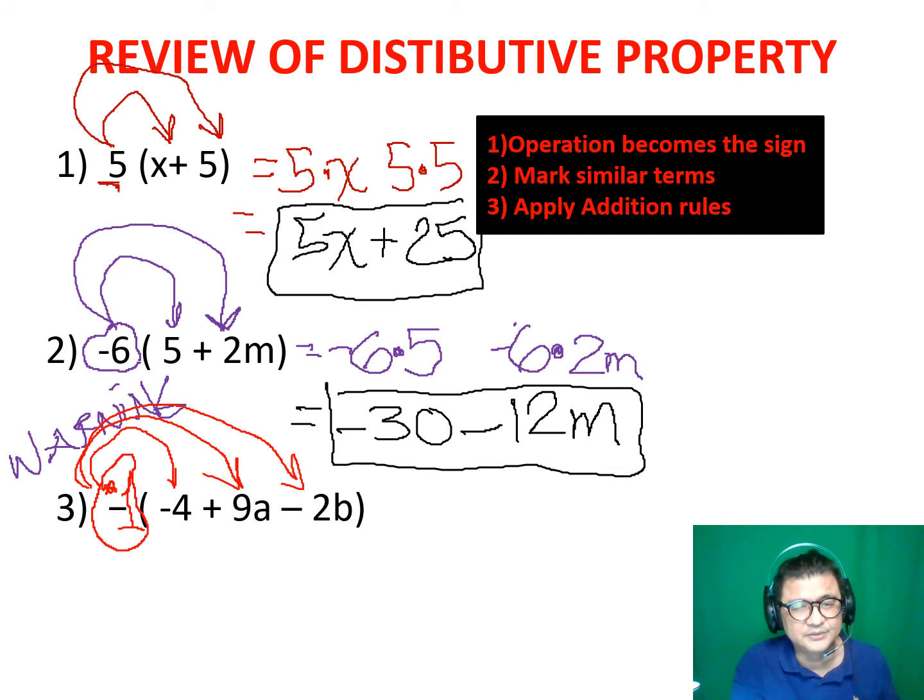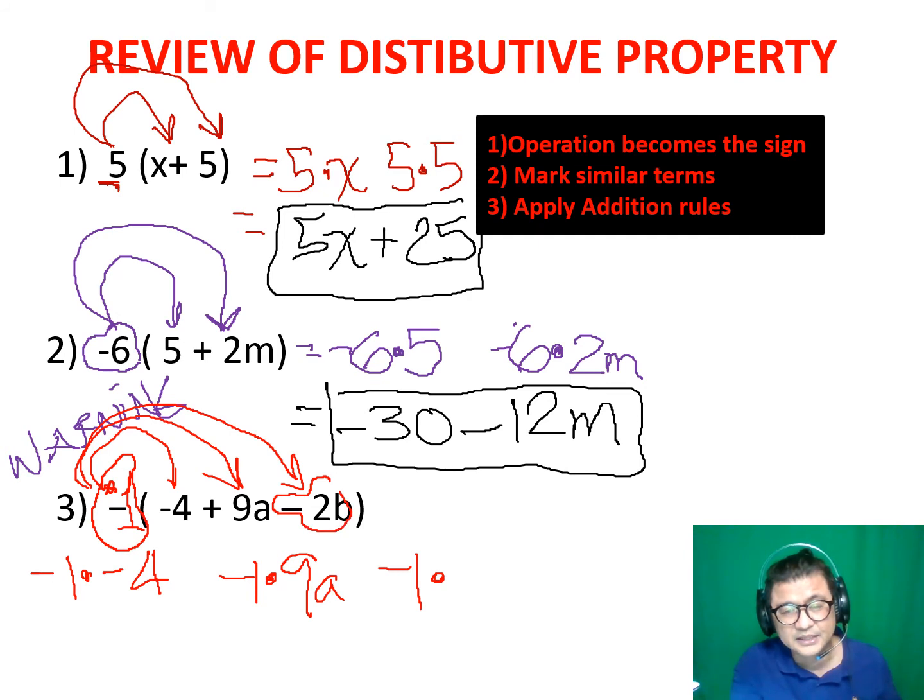So let's write it down. Negative 1 times negative 4. I know some kids can do this mentally, but please write it first. Negative 1 dot 9a. Negative 1 dot, not just 2b, that includes the sign. Remember the operation, times negative 2b. Okay? Don't write any operation in between because we will know that later.